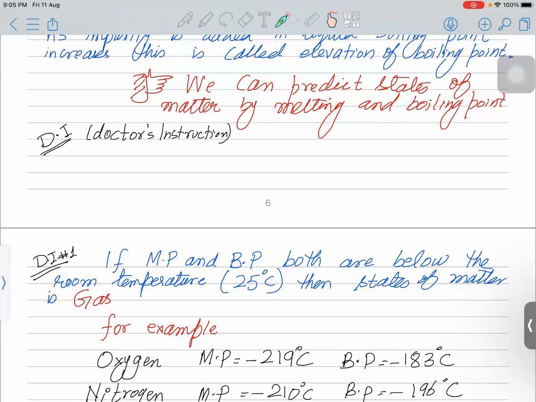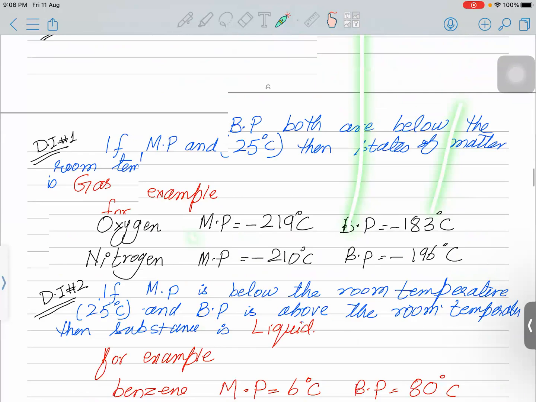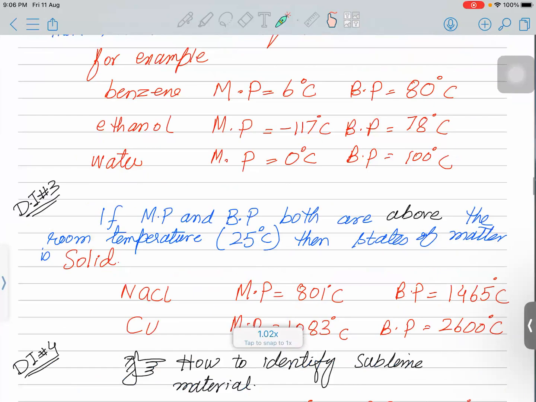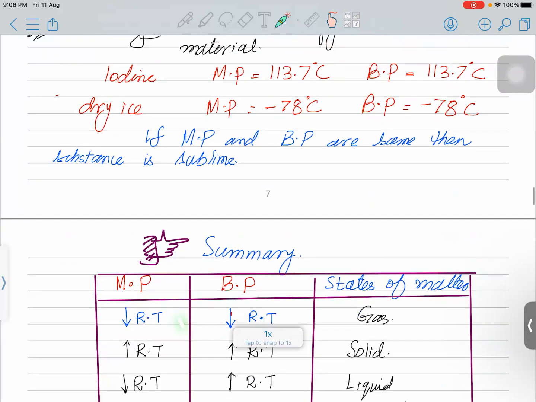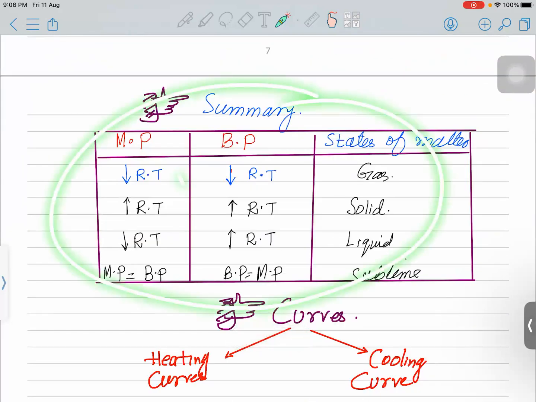Sir, I guess gases, right? When both melting and boiling points are higher than room temperature, then, sir, solid. Solid. Very good. And if melting point is lower and boiling point is higher, sir, liquid. Liquid. Very good. MashaAllah. This is the short summary.